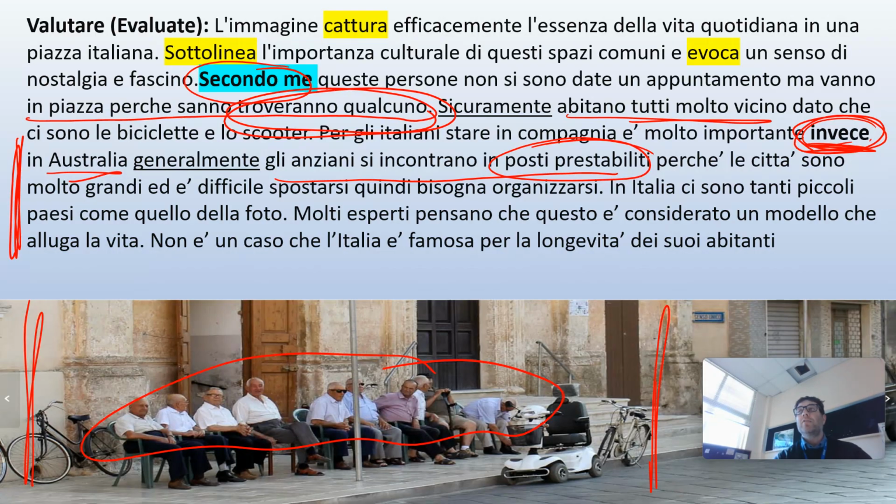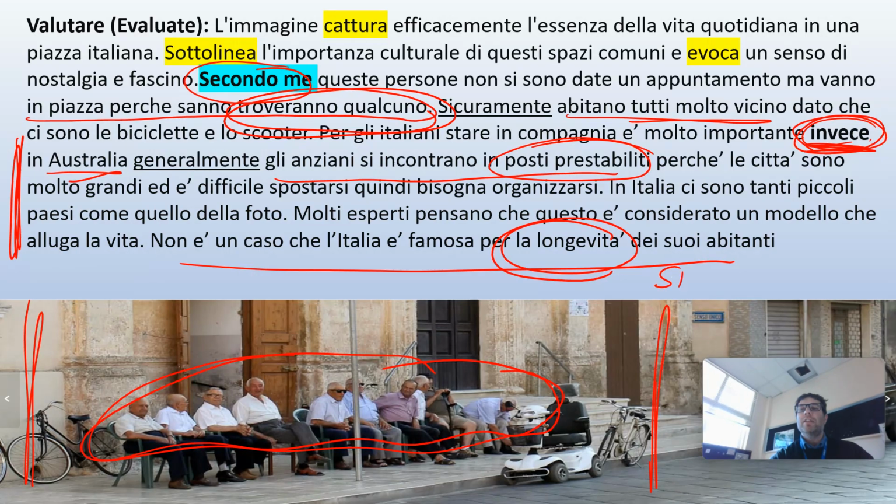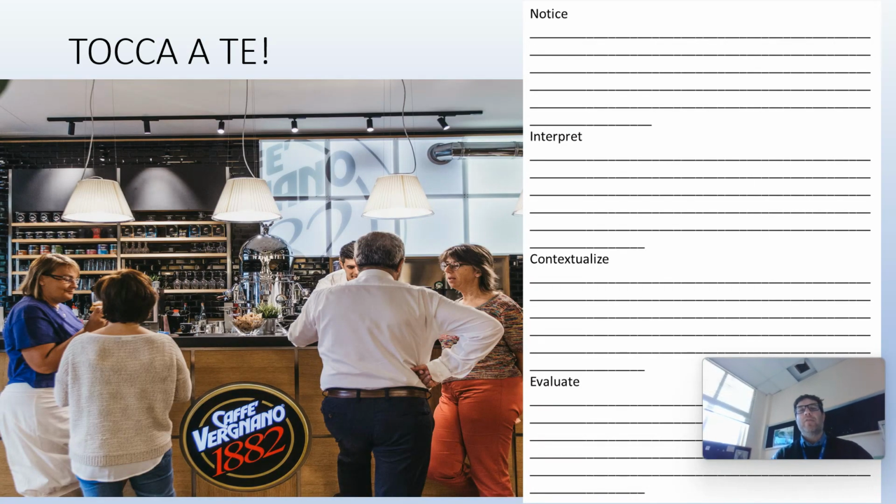So why is it different? Because it's a more modern country. There is probably less connection amongst the people. People tend to live a bit more isolated, a more reserved life, and they like to be in their own private spaces rather than being in the streets like those people. And then here there is also the connection to the longevity, the lifestyle, lo stile di vita. So this is a way in which you can unpack a photo.